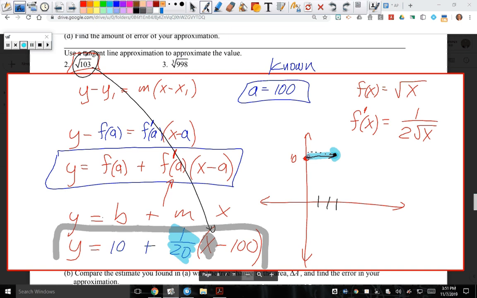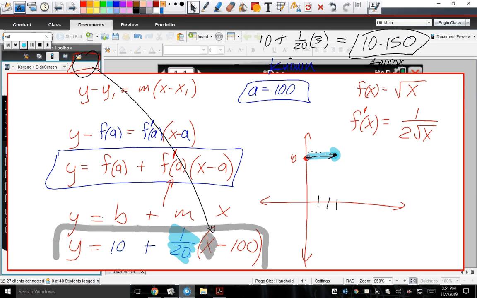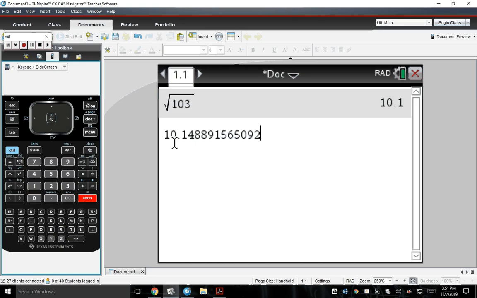What do you mean put 103 where x is at? So on this entire equation, you can write this out, guys. Just put this on the home screen. I want you to put 10 plus 1 over 20 times what? 3? What do you get as far as a decimal point, guys? 10.15? Okay, so 10.15 is our approximated answer, and if you look at the calculator, it is really close to what the exact answer would be.